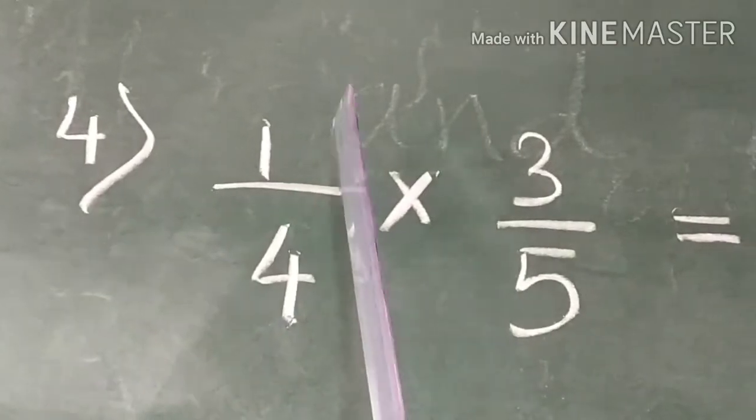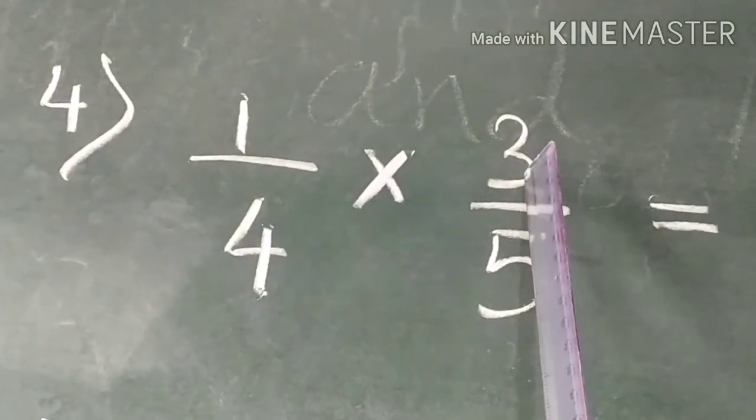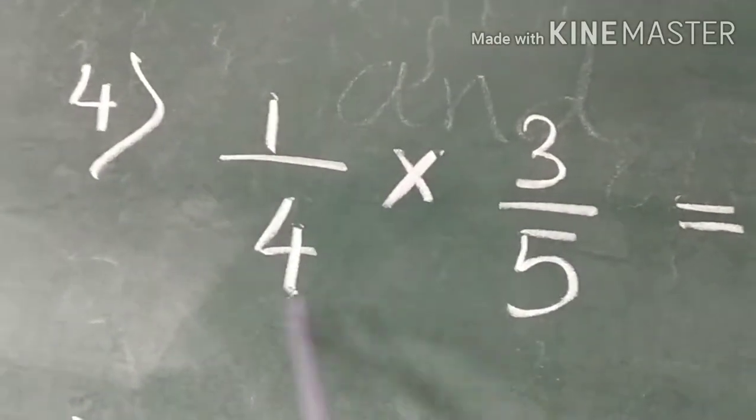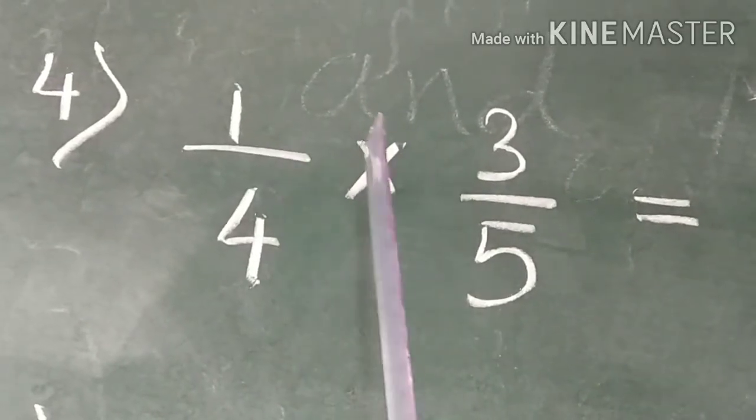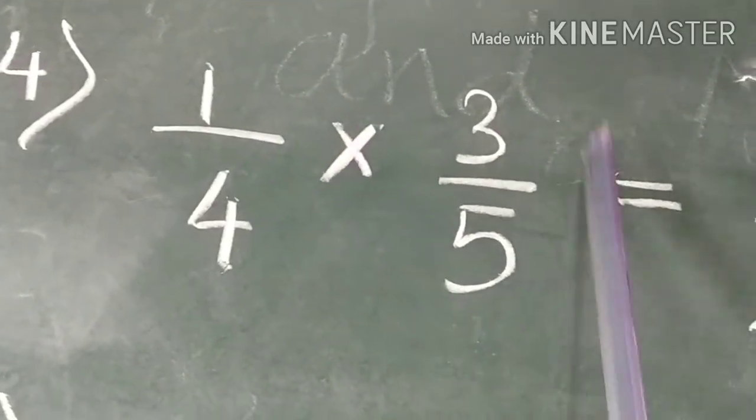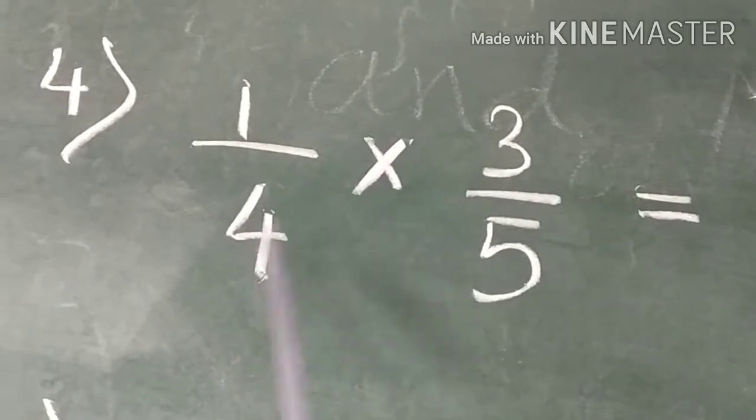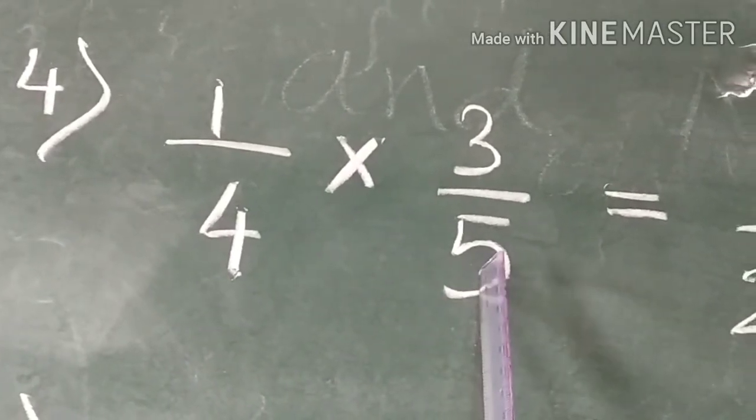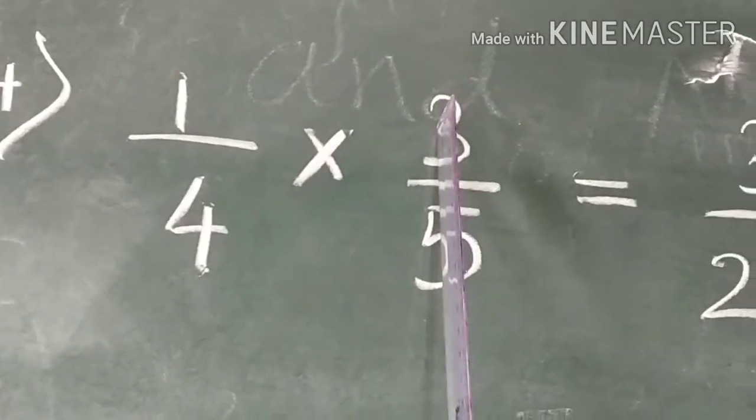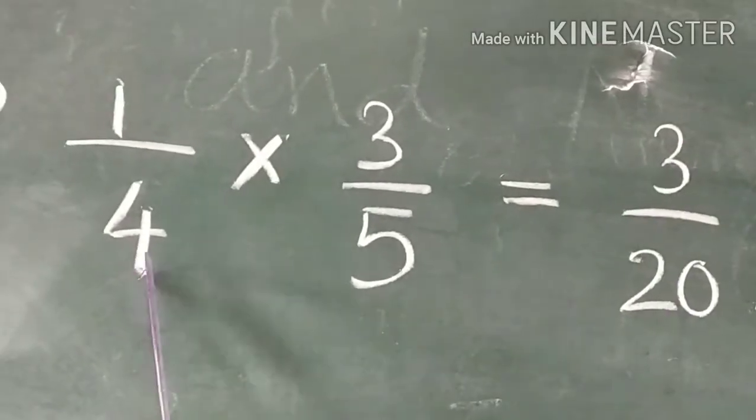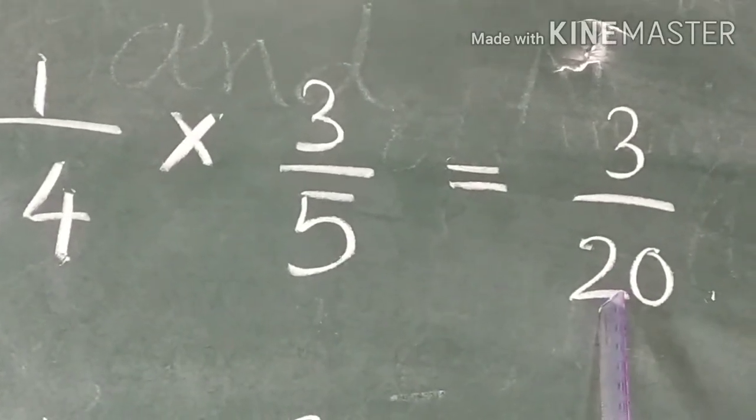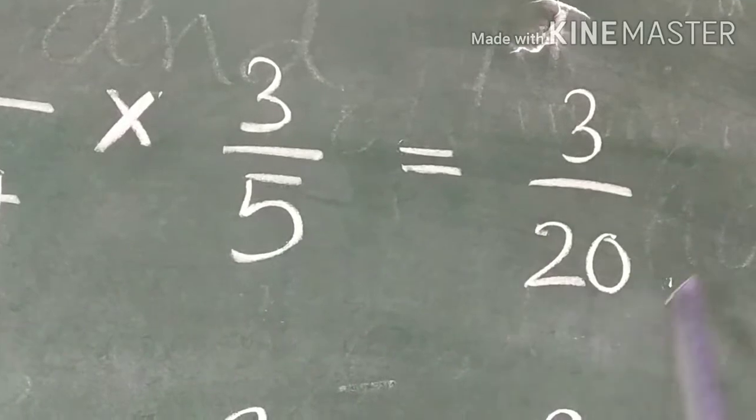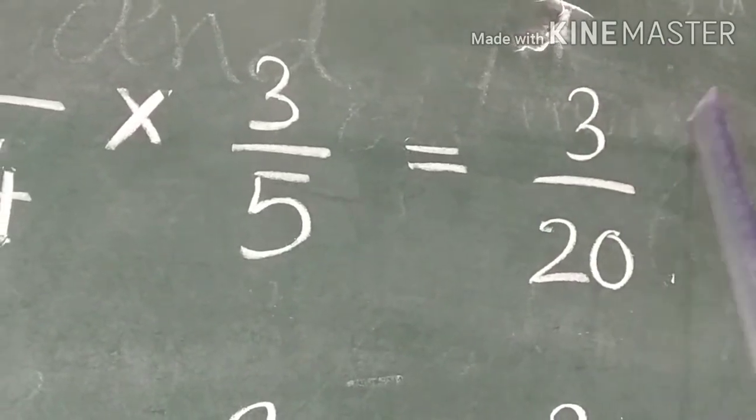Fourth example, 1 by 4 into 3 by 5. It is also a fraction. A fraction is multiplying one more fraction. So both the fractions we have to multiply. 1 into 3 is 3. 4 into 5 is 20. Again, we can't simplify this, so keep it as it is, 3 by 20.